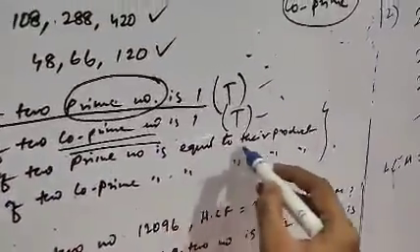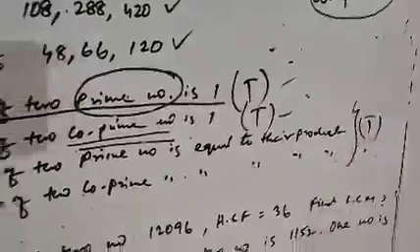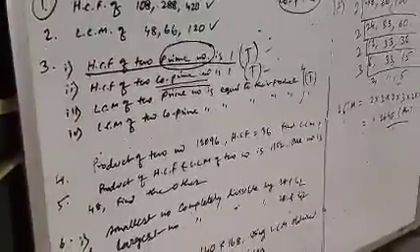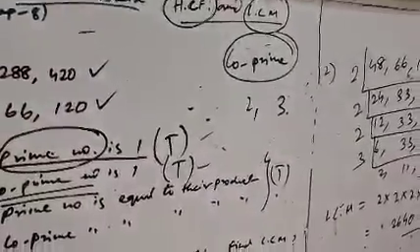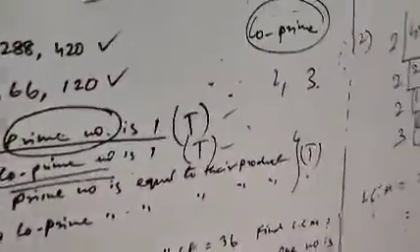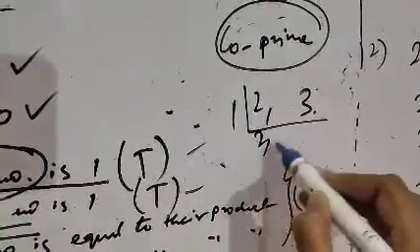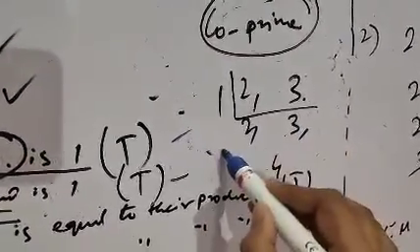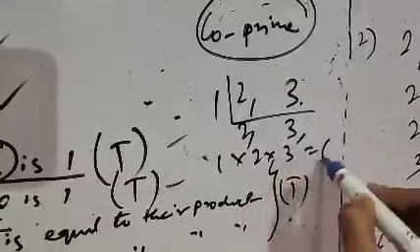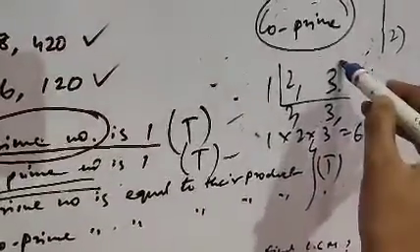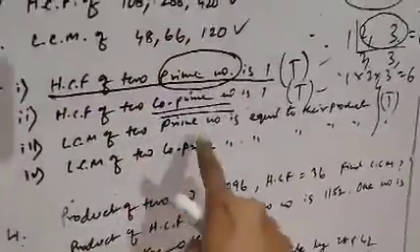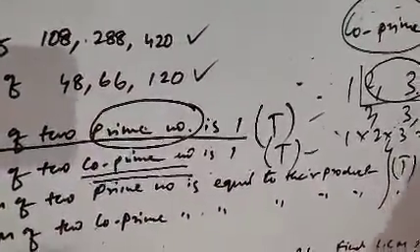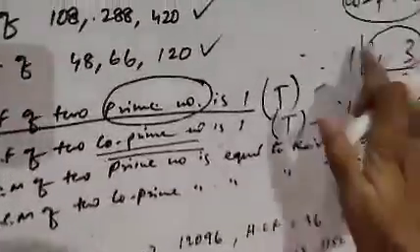Clear? Next, number 3, LCM of two prime numbers is equal to their product. This is also true. Suppose two prime numbers are 2 and 3. Now, what is the LCM of 2 and 3? Let's do it. 1, 3. The LCM is 1 into 2 into 3. That is 6. Clear? If we find the product of two prime numbers, that will also give you 6. So, LCM of two prime numbers is equal to their product. This is a true statement. Clear? Next.